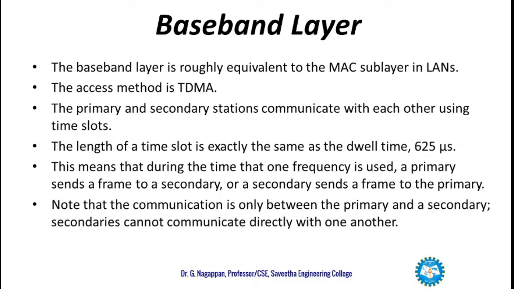Max sublayer in LANs. The access method is TDMA, time division multiple access. The primary and secondary stations communicate with each other using time slots. The length of the time slot is exactly the same as the dwell time, 625 microseconds. This means that during the time that one frequency is used, a primary sends a frame to a secondary, or a secondary sends a frame to the primary. Note that the communication is only between the primary and the secondary. Secondaries cannot communicate directly with one another.